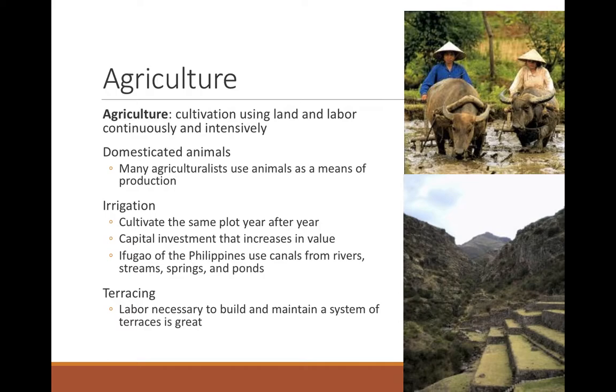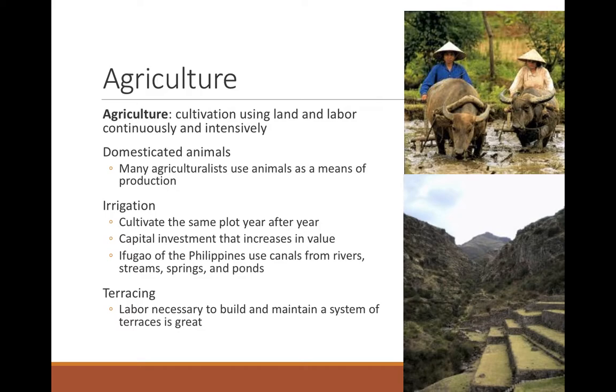Because you're introducing poop and decomposing plant material, you are introducing microorganisms, you are introducing organic matter, you are boosting soil productivity. The longer that you do that, the higher your productivity will become. This is why agriculture and irrigation systems represent a capital investment. The Ifugao of the Philippines use canals from rivers, streams, springs, and ponds, even today in their traditional rice farming. The third feature of agricultural populations that we don't find among horticultural ones is the use of terracing.